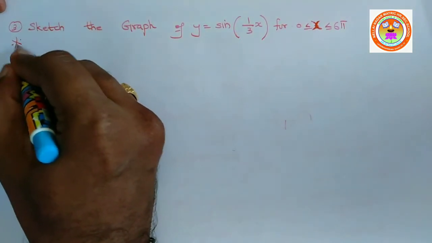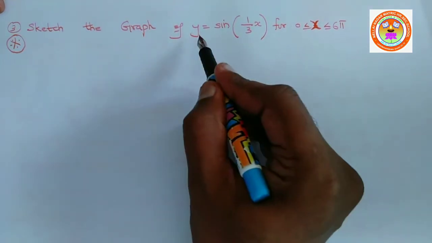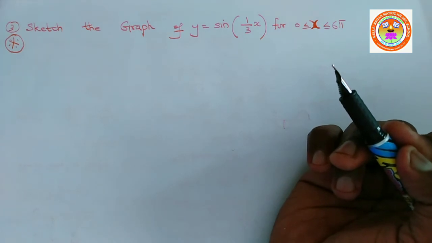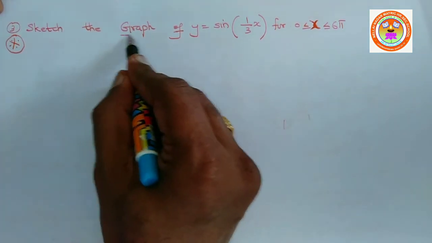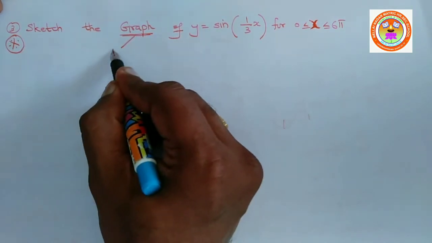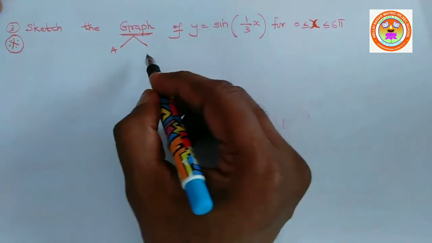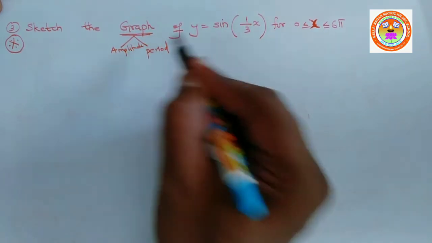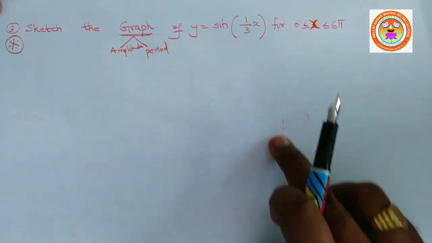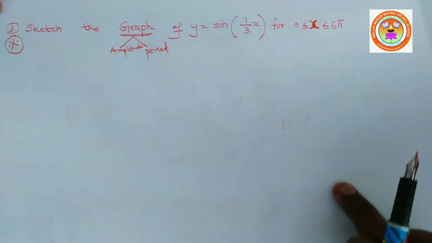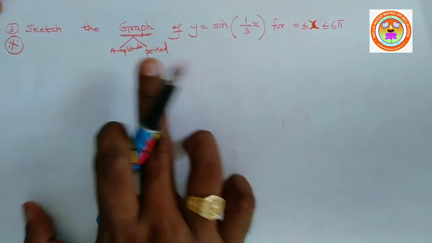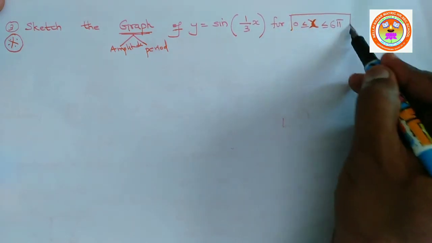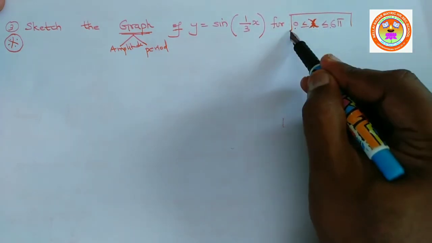Important sum. Third sum. Sketch the graph of y is equal to sine 1 by 3 x for 0 less than or equal to x less than or equal to 6 pi. If I need to draw a diagram, first I need to know the amplitude and period. Then only can I sketch the graph. So only then I know how far the graph will move and what the period of the graph is. So first I need to find the amplitude and period to sketch the graph, in the interval x greater than or equal to 0 but less than or equal to 6 pi.